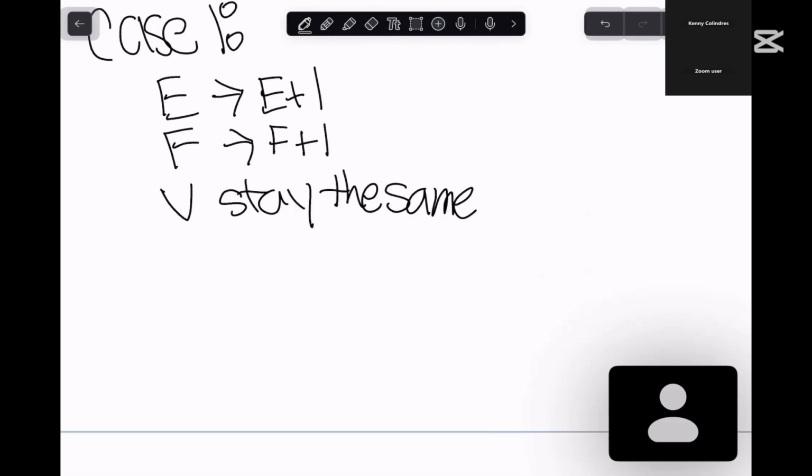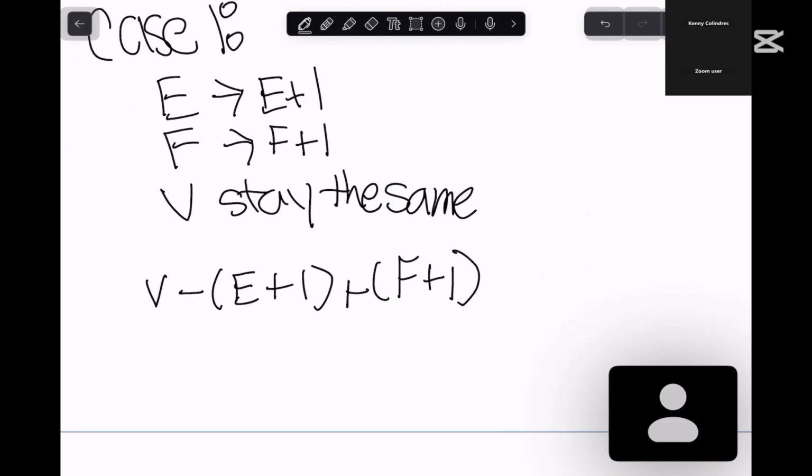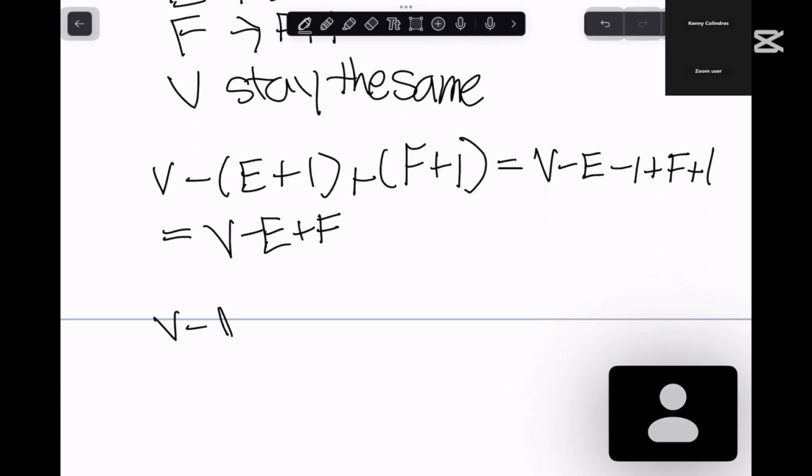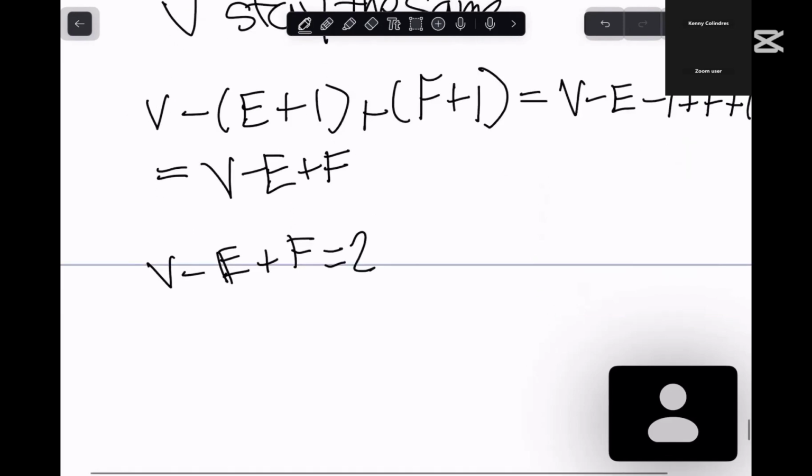Now, if we recall the formula, we can plug in F plus 1 for F and E plus 1 for E, which will give us V minus (E plus 1) plus (F plus 1). If you distribute the negative, you'll get minus E minus 1 plus F plus 1. If you simplify that, you're left with V minus E plus F. And by our inductive hypothesis, we know that V minus E plus F is equal to 2. Thus, Euler's formula still holds in this case.